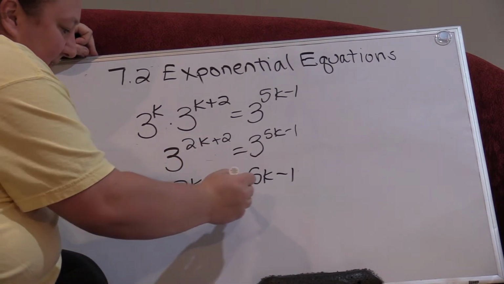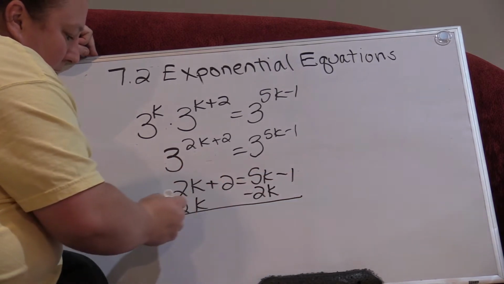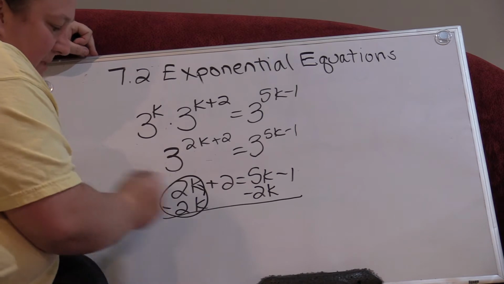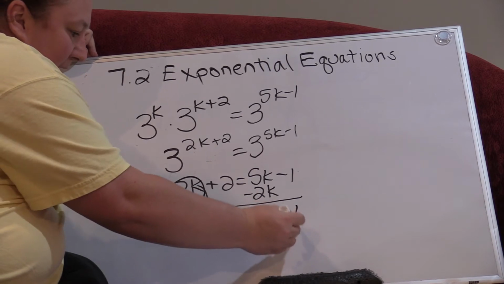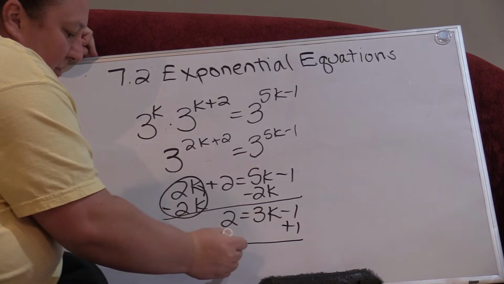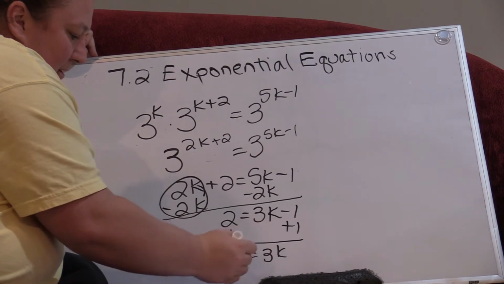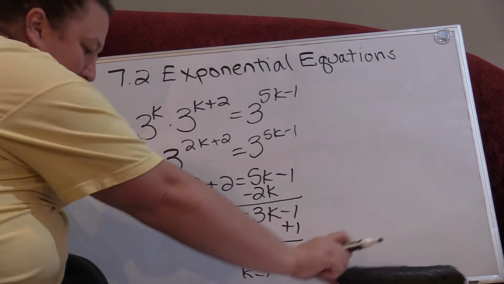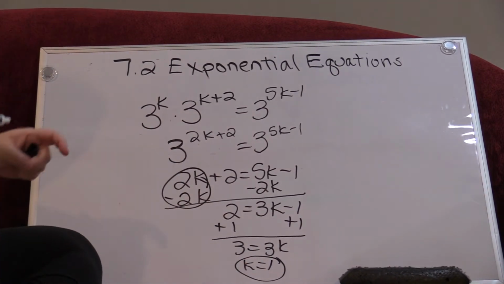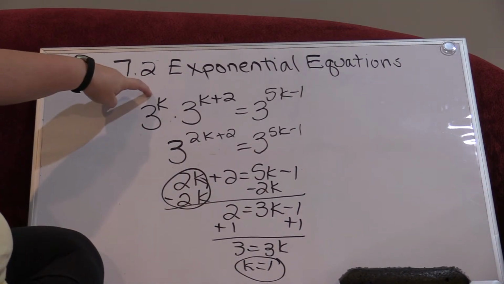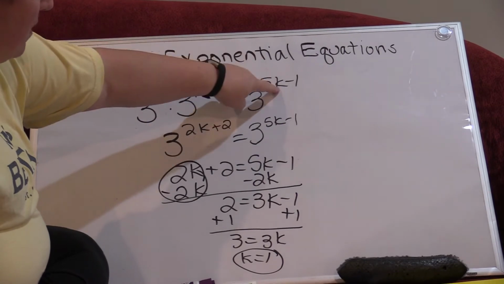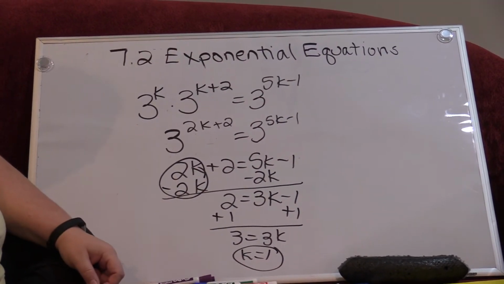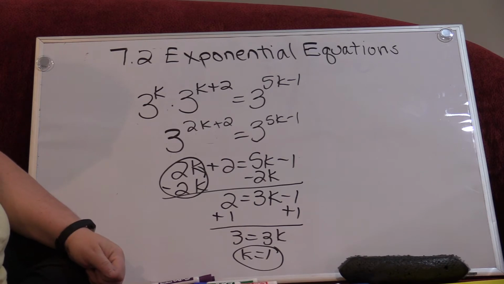Subtract 2k from both sides. This becomes 0. 2 equals 3k minus 1. Add 1 to both sides. 3 equals 3k. So k equals 1. Let's see if this works. 1 plus 1 plus 2 is 4. 5 times 1 is 5, minus 1 is 4. This works. Fantastic. If it doesn't work, then it's called an extraneous root.